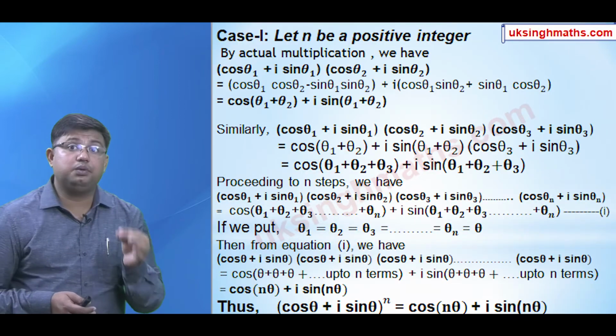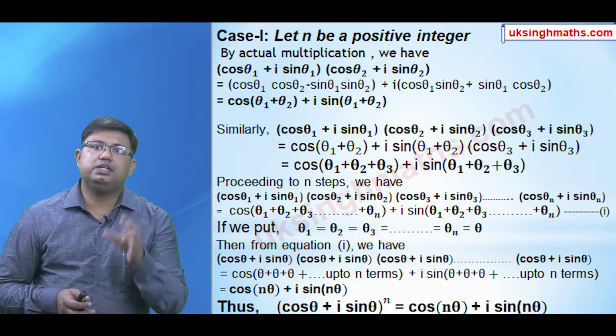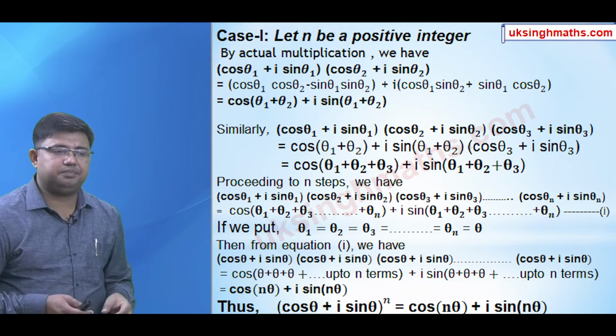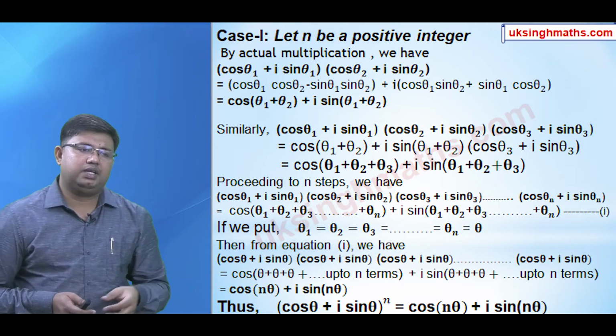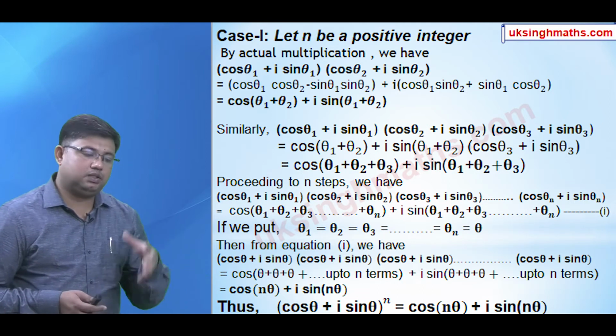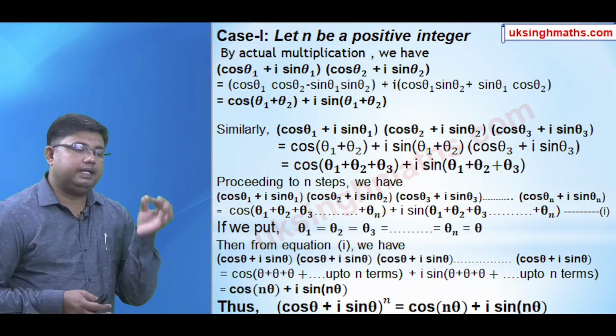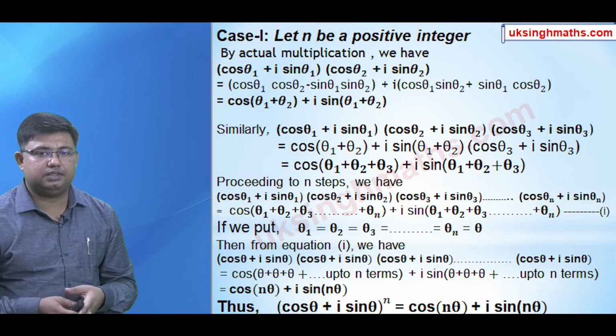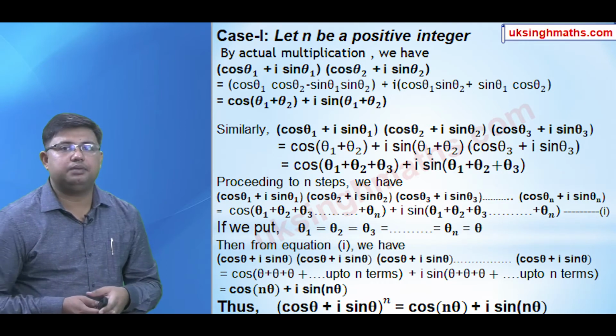Now let us see the proof of de Moivre's theorem. We will take three cases: when n is positive, when n is negative, and when n is a rational fraction. We will take all these cases one by one. Case 1, let n be a positive integer. Now concentrate on the multiplication.